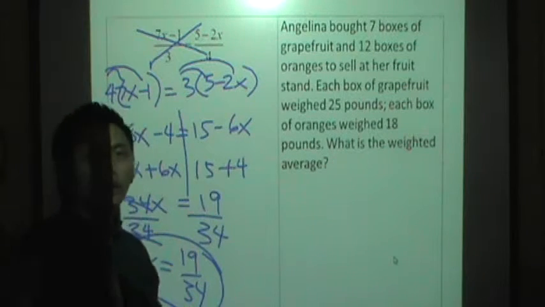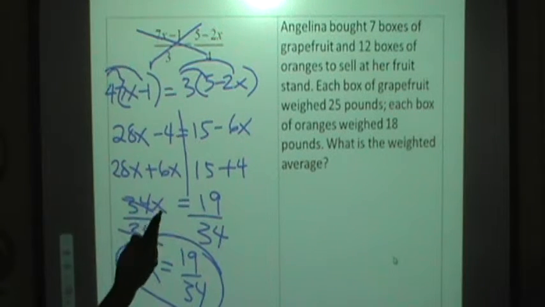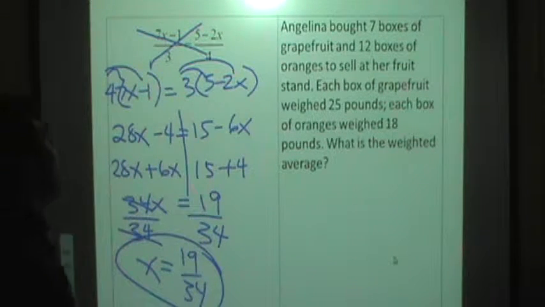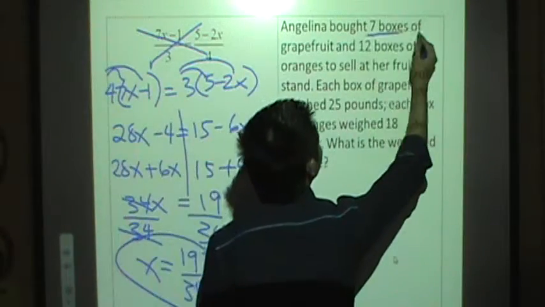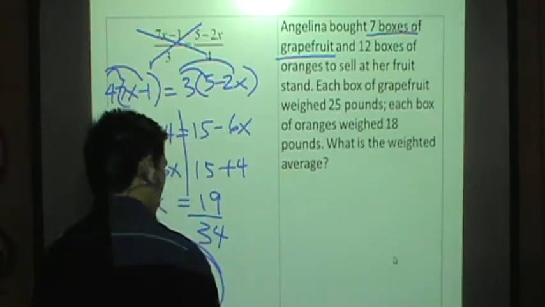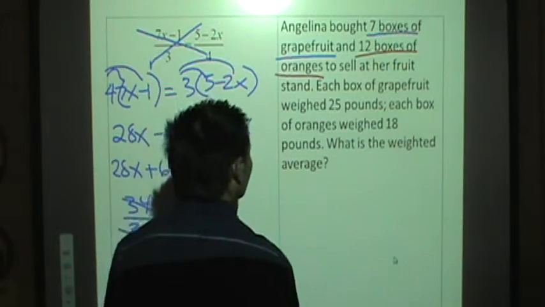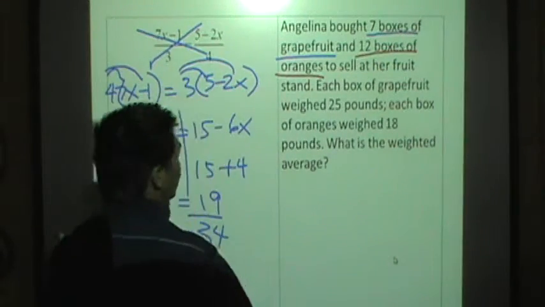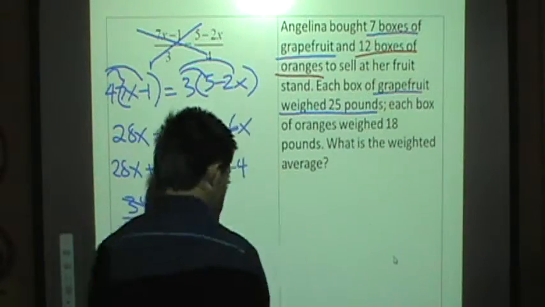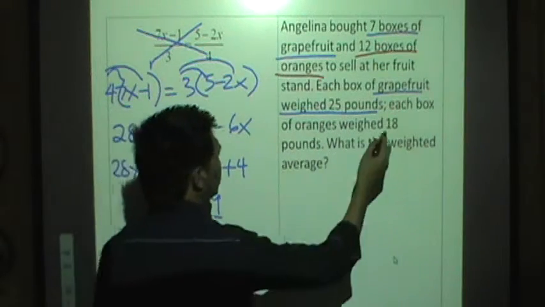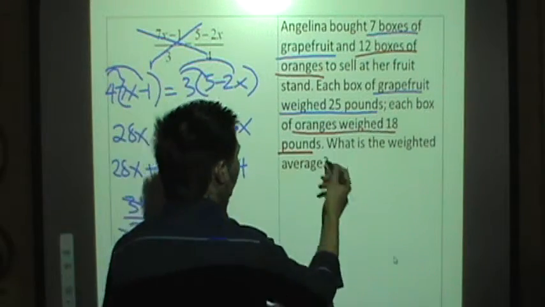Question number 2. Again, here we have a word problem. We have to read it at least twice. Pause the video, read this at least twice. Okay, if you don't want to, let's go ahead and solve this. Here we have 7 boxes of grapefruit, and there are 12 boxes of oranges. You have to remember in the problem, each box of grapefruit weighs 25 pounds, and each box of oranges weighs 18 pounds.